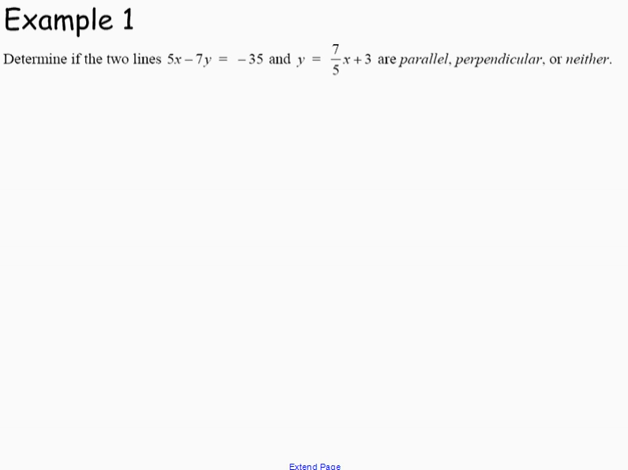Okay, so in our first example, we are being asked to determine if the two lines 5x minus 7y equals negative 35 and y equals 7 over 5x plus 3 are parallel, perpendicular, or neither. So let me give you some general guidelines to work out these types of problems.